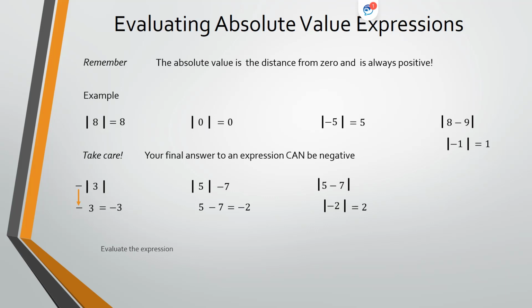Okay, finally, we're going to evaluate the expression absolute value of 4 minus 9, minus absolute value of 6. Well, 4 minus 9 is minus 5. So we've got the absolute value of minus 5 minus the absolute value of 6. The absolute value of minus 5 is 5, and we're going to subtract the absolute value of 6, which is 6. 5 minus 6 is minus 1.